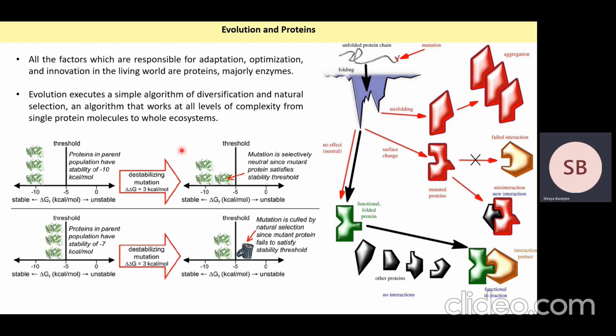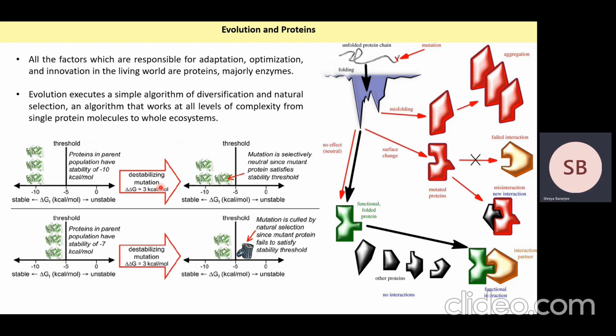So what does that mean? Suppose you have the original parent protein, which has a stability delta G of -10. The more negative this value, the more stable the protein. So the parent protein has a stability of -10 kilocalories per mole. Now suppose in the course of evolution, there is a destabilizing mutation.